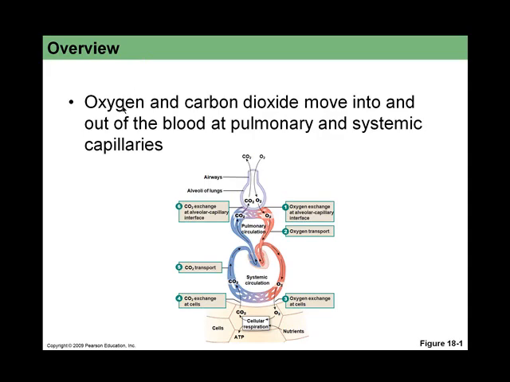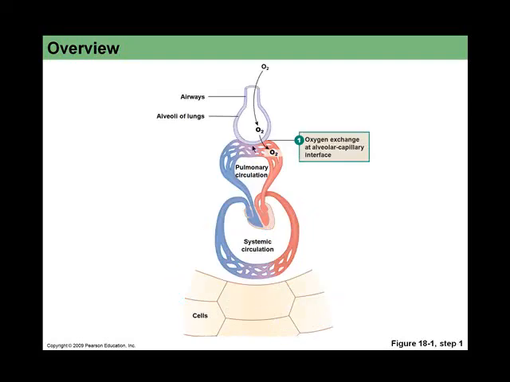As an overview then, we recall that oxygen and carbon dioxide move into and out of the blood at the pulmonary and the systemic capillaries. So we talked a bit about the pulmonary exchange in the previous set of lectures. Now we'll focus on that a little bit more. And in this idea of gas exchange, we think of the exchange on both sides of the circulatory circuits, the pulmonary and the systemic. And so we'll go through these in a series of steps.